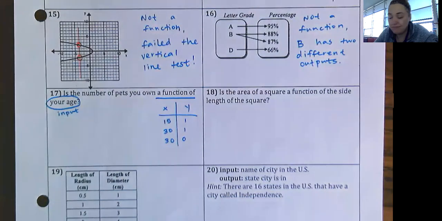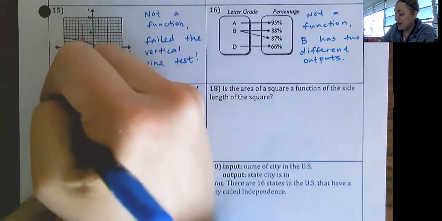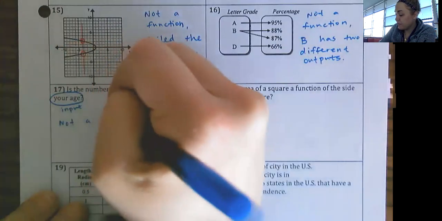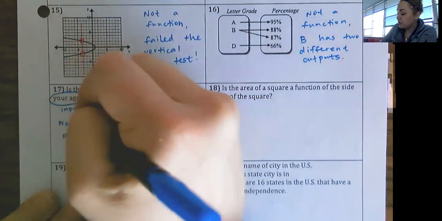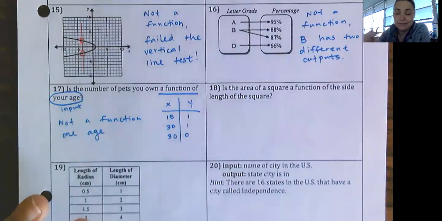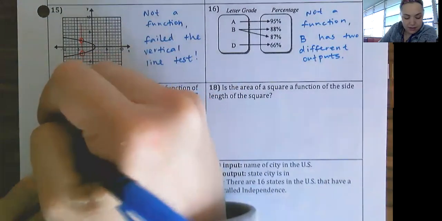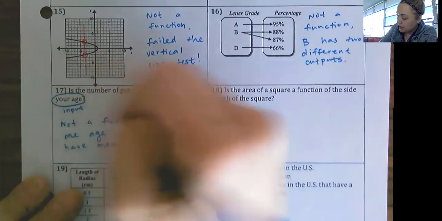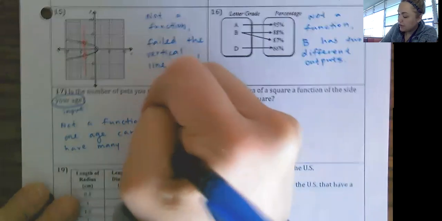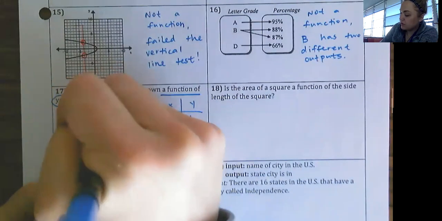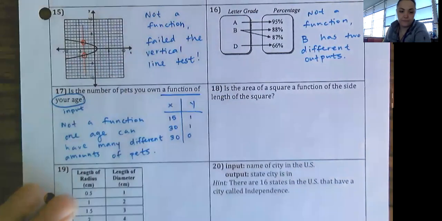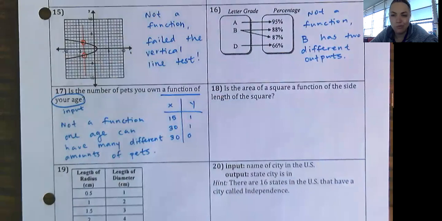I want you to see that your age does not determine how many pets you have. 2 people who are the same age can have different number of pets. So I'm going to say not a function. And here's why. One age, like 30 or like 2 80-year-old women, one age can have many different amounts of pets. Your age does not say one amount of pets is allowed. That would be really weird.